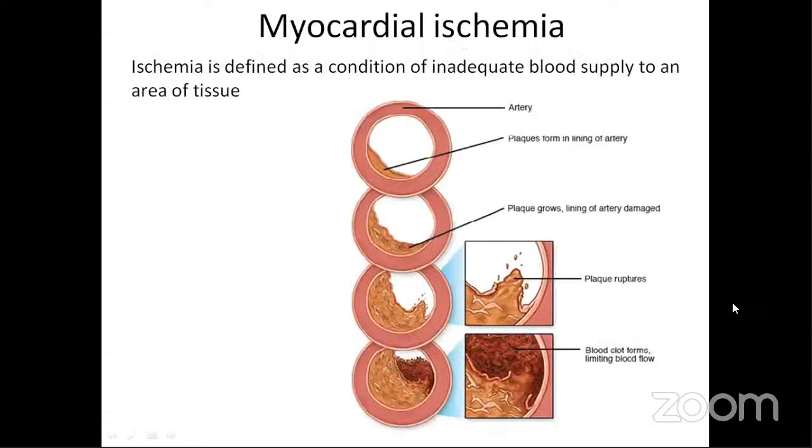The fourth one is myocardial ischemia. It is actually a condition of inadequate blood supply to an area of tissue. It is shown by the picture. See the artery: if plaques form in the lining of the artery, they grow, and a blood clot forms, limiting blood flow.